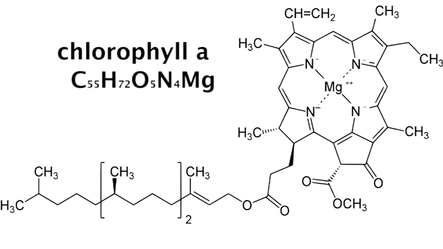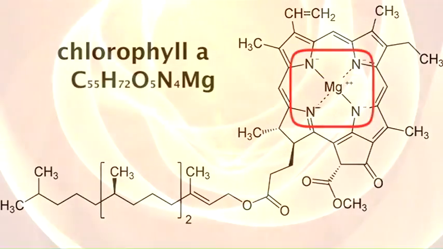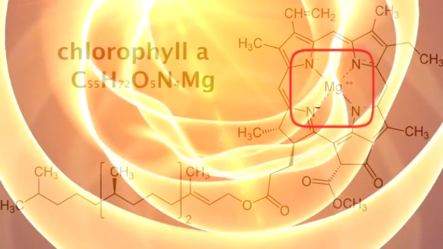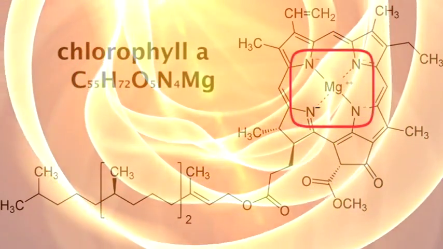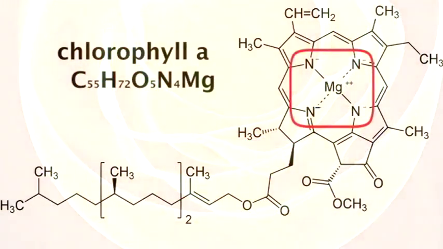As can be seen from this structural formula, the central positively charged magnesium ion is surrounded by and ionically bonded to 4 negatively charged nitrogens. This area is the key to the function of the chlorophyll molecule because electrons in this region become energized when they receive photons of light of certain wavelengths.